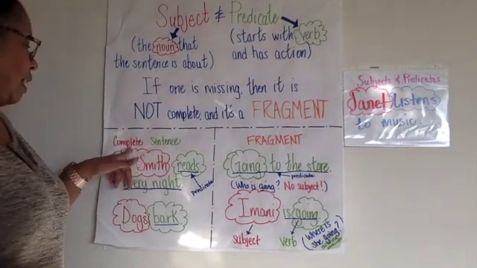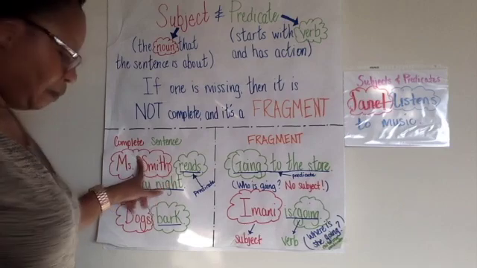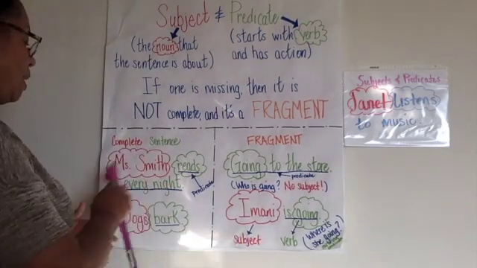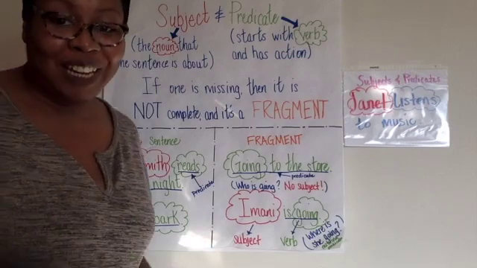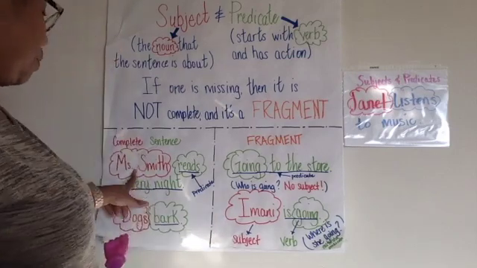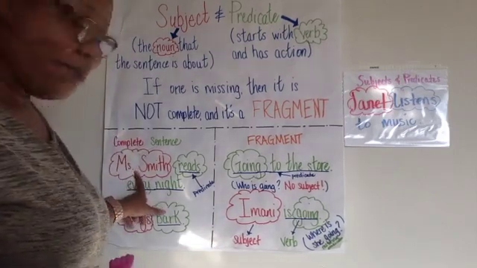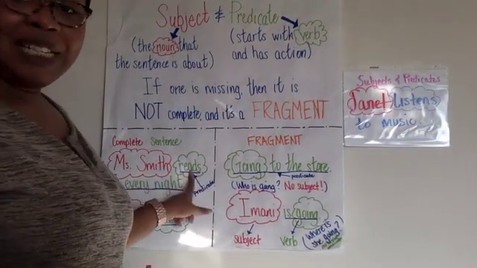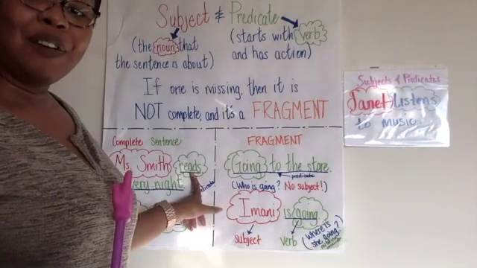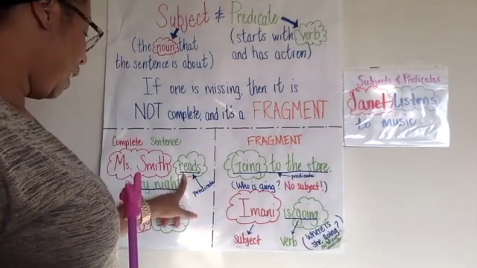Here we have examples of complete sentences. We have Miss Smith reads every night. Now this is an example of a really great sentence because we have our subject, Miss Smith, and she reads every night. Reads is our predicate because it is a verb and it starts our predicate.